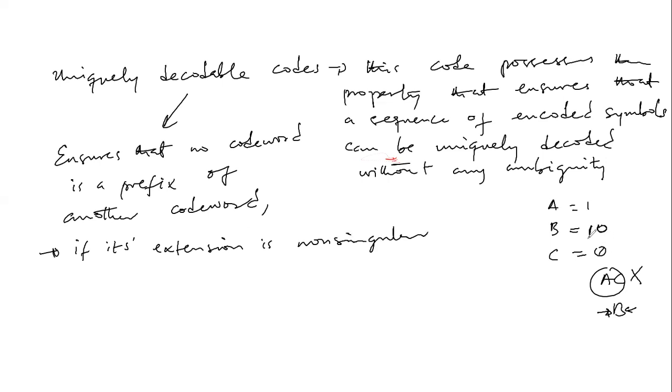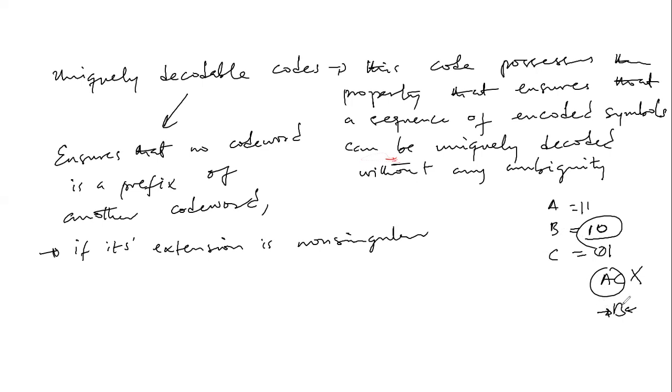So this is the extension here, for instance. We must ensure that it is non-singular, because then it means that for A, we have to take a code word of 1, 1, and then this could take a code word of 0, 1, for instance. So it means that these codes have unique code words.